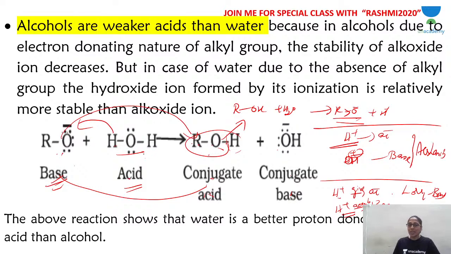So as I was telling you, alcohol is less acidic than water because the alkoxide ion formed is less stable. It is less stable because of the presence of the R group. It accepts proton from water, giving you alcohol. So that makes water more acidic than alcohol. This is about acidity of alcohols.